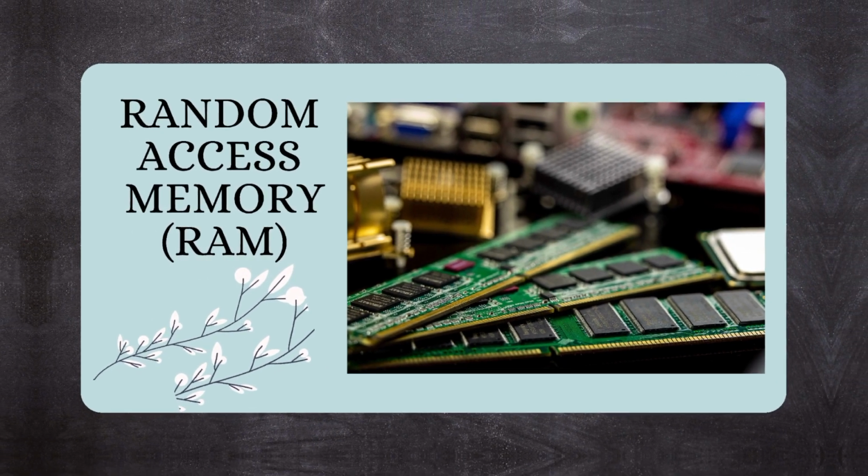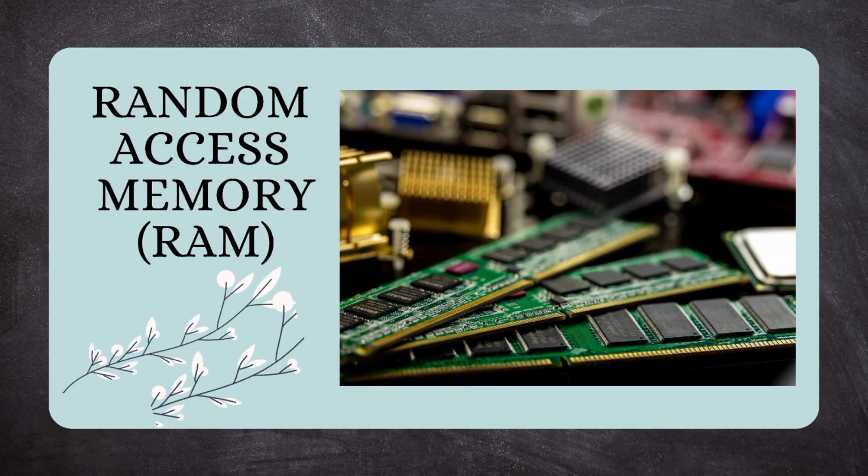Number 2 is RAM, or random access memory. It is a type of volatile memory used by computers to store data that is actively being used or processed. Unlike hard disks, RAM allows for much faster read and write speeds, enabling quick access to data for running applications and processing tasks.